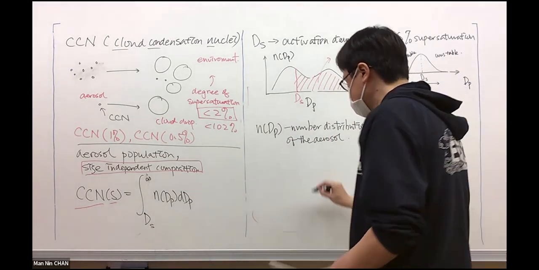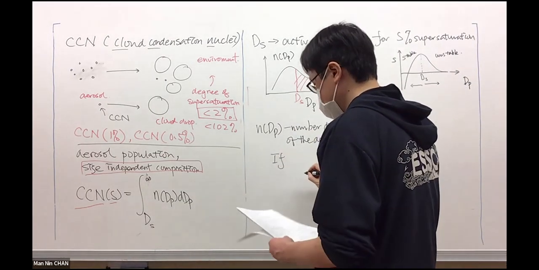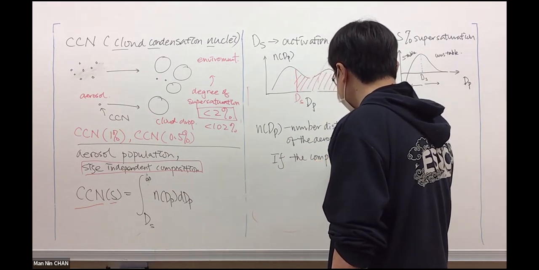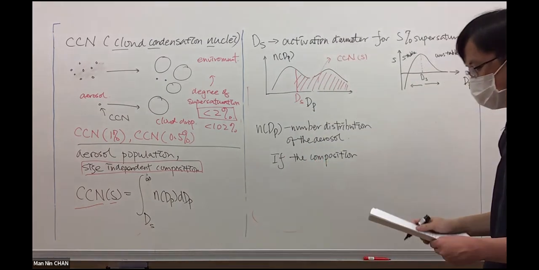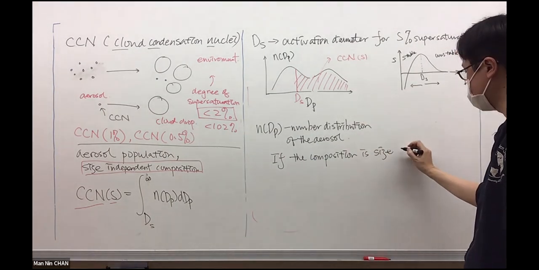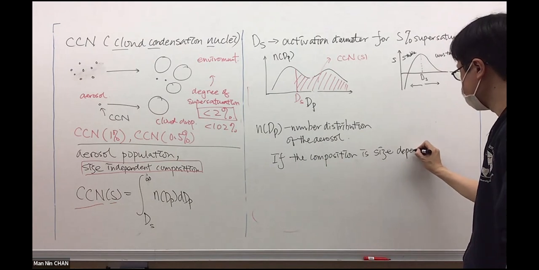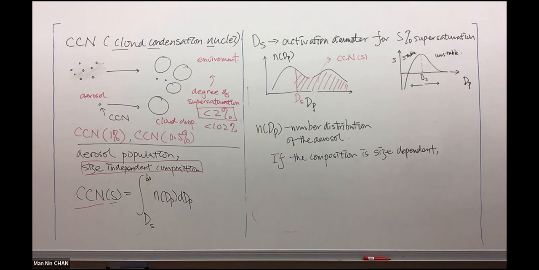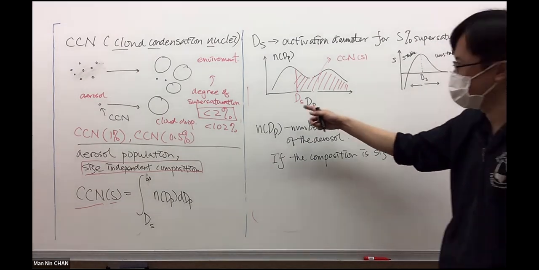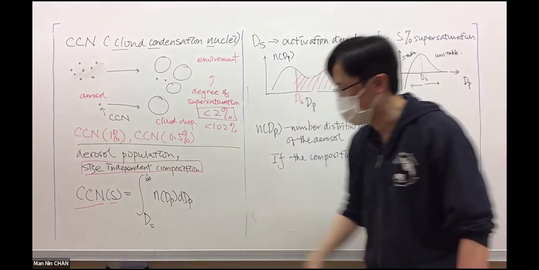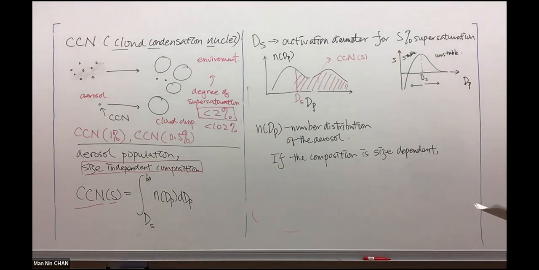So that's why most of the time you'll find that the composition is size dependent. Now, of course, the story becomes more complicated. You cannot just use this activation diameter and do the integration to determine the CCN, but you can do some correction.